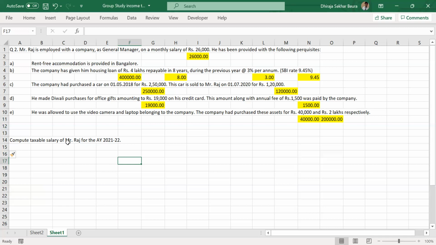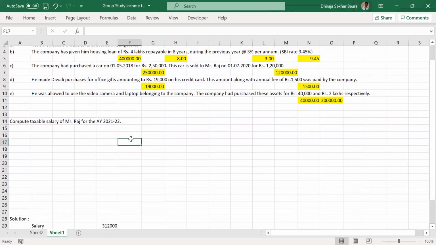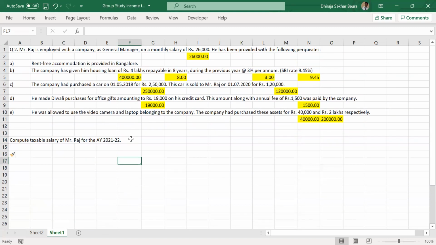Now, if that's the case, how much is our taxable rent-free accommodation? Assuming Bangalore's population is more than 25 lakhs, we'll assume 15%. That comes to, can somebody calculate it, please? 15% of 26,000 into 12. He's paying for an entire year, right? Yes, the entire year. So 15% into 26,000 into 12. That comes to, let me open the Excel sheet. Just give me a minute.